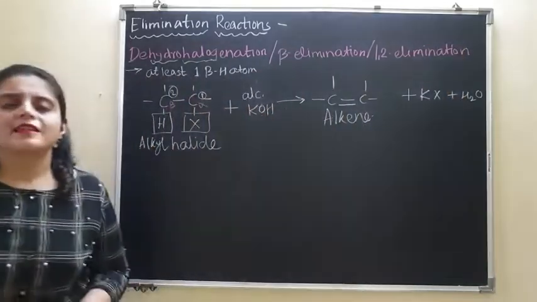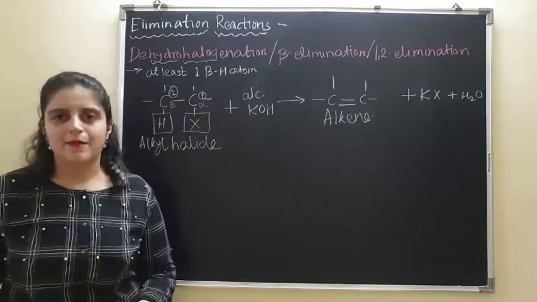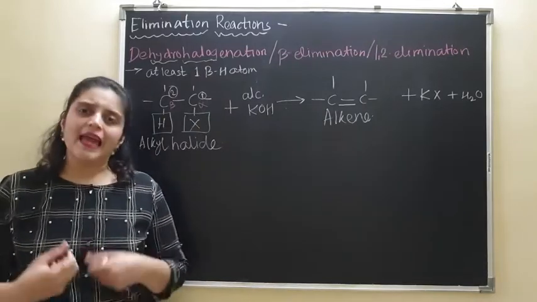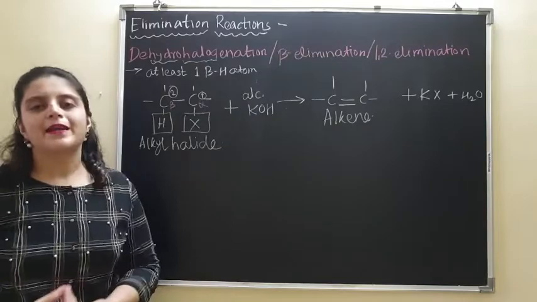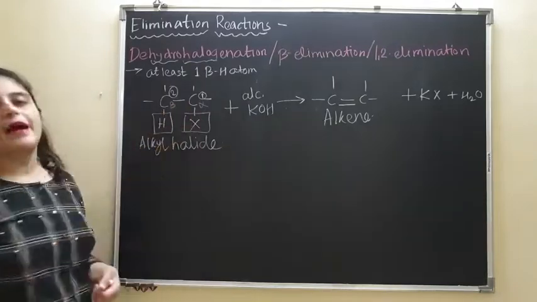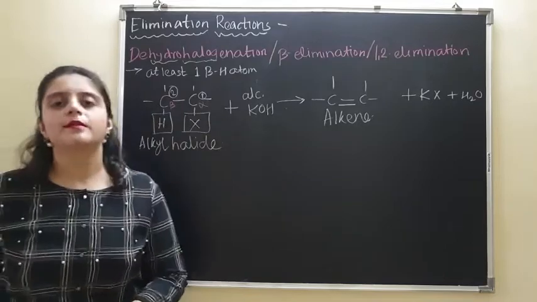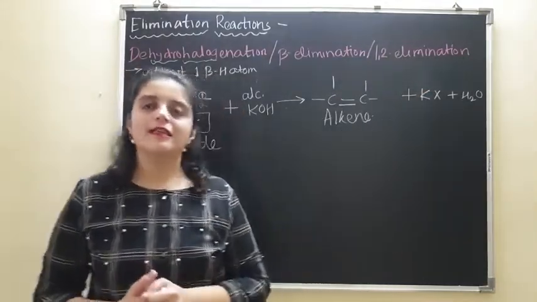Now, this does not necessarily mean that this carbon has to be the first carbon. It depends upon which groups are attached over here. But for the time being, if we assume the alpha carbon atom as the first, then the beta becomes second, and from both the carbon atoms, one atom is removed. Therefore, the name is 1,2 elimination reaction.